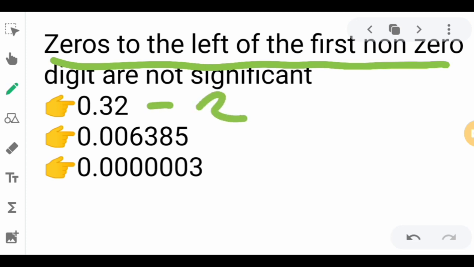And here we have 0.006385. We have here 4 significant figures. And then from here, 0.000003, we have here 1 significant figure.